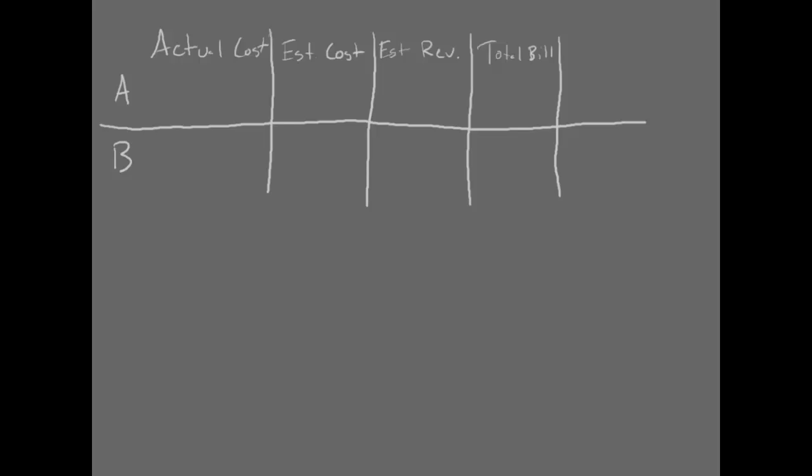So let's talk about Project A first here. Project A, like I said, is a small remodel. My actual costs on this job was $10,000. My estimated costs, when I'm all done with the job, I will have spent $20,000. I'm intending to bill the owner $25,000, but so far I've only billed $13,000.